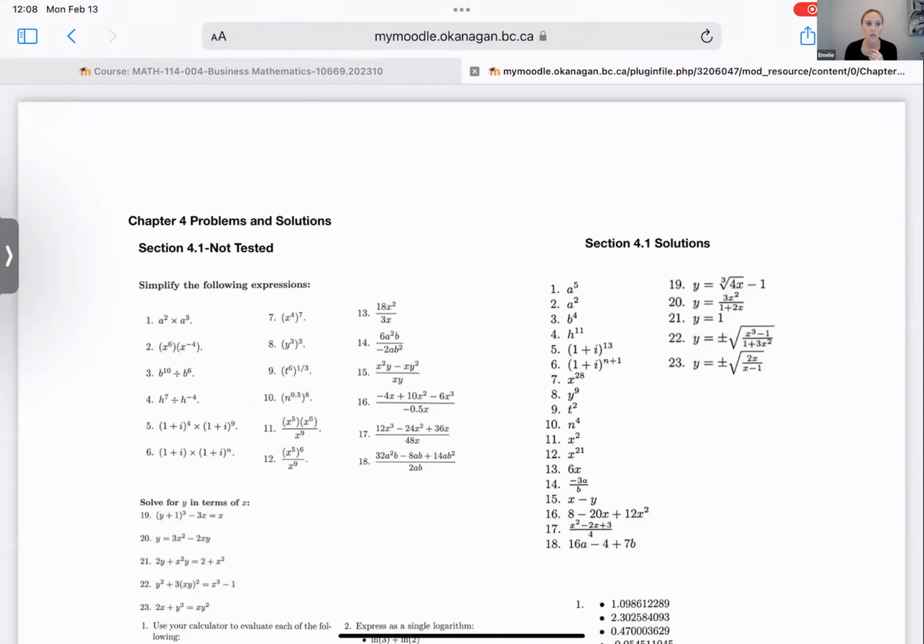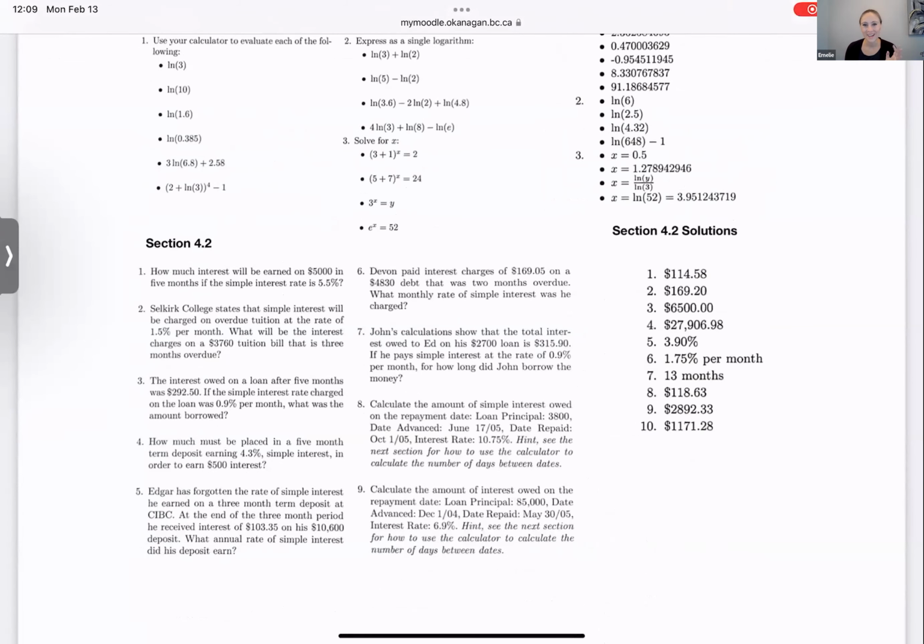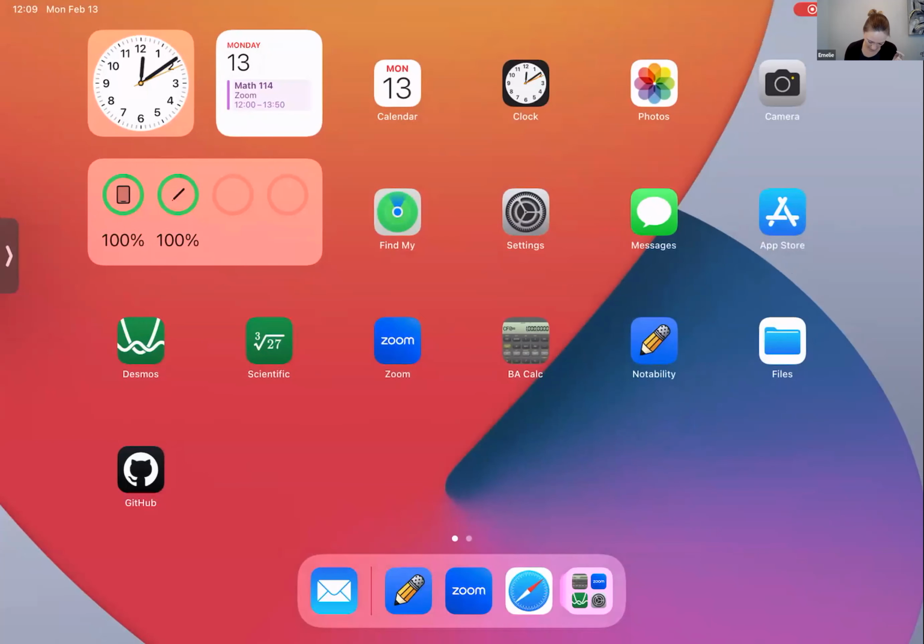Okay, so here, it even says section 4.1 is not tested, right? But you do need to have that knowledge. So just work through those problems and make sure that you have it all under control. And then we'll start section 4.2 today and work our way through chapter 4 this week.